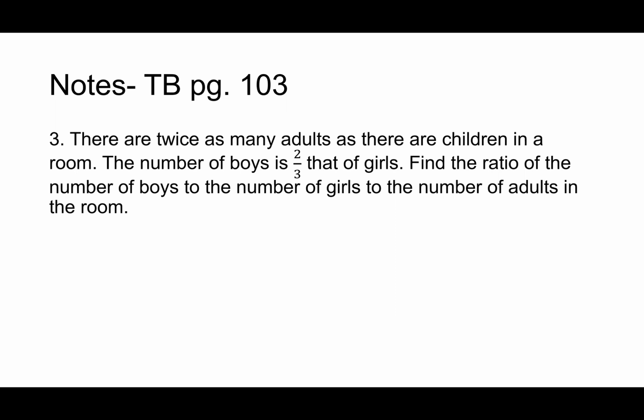Can somebody read that first problem for us? Liam, go ahead. There are twice as many adults as there are children. The number of boys is 2/3 that of girls. Find the ratio of the number of boys to the number of girls. All right, ideas. How would you approach this problem?